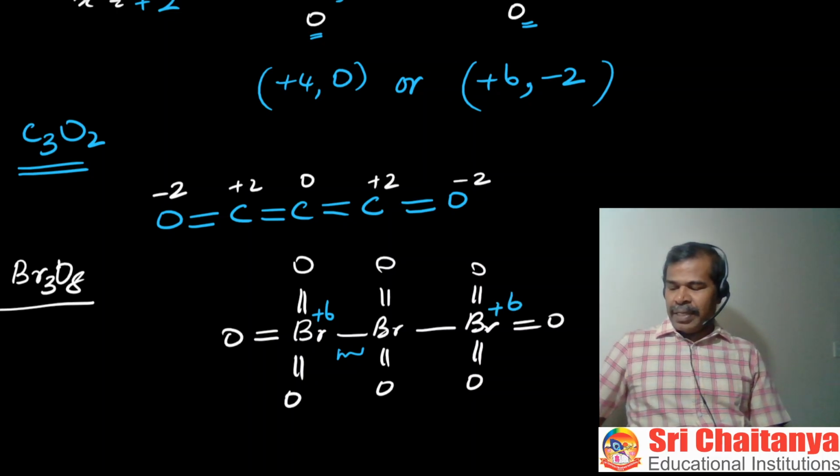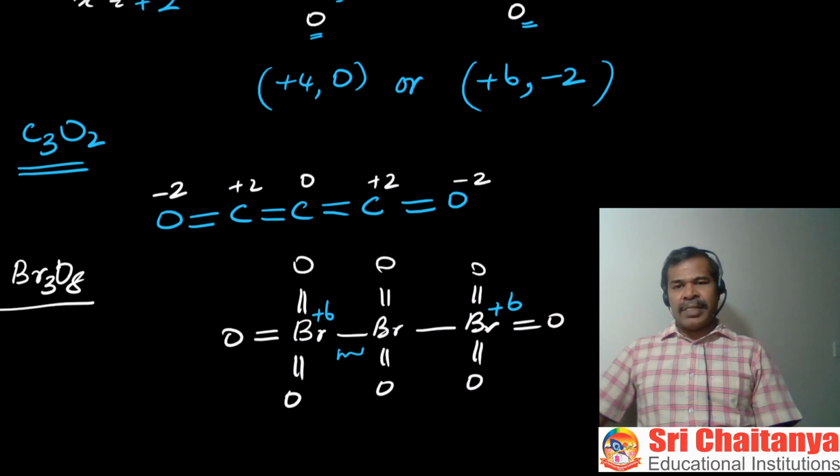What about the middle? It is connected to 2 bromines on either side. Ignore, they do not contribute anything. So it is only due to these 2 oxygens that it is going to get a +4 oxidation state.